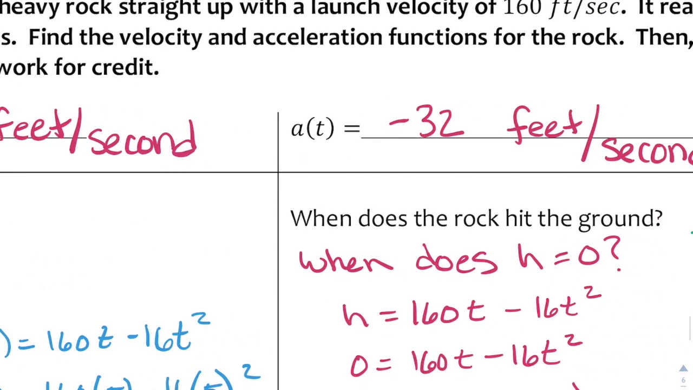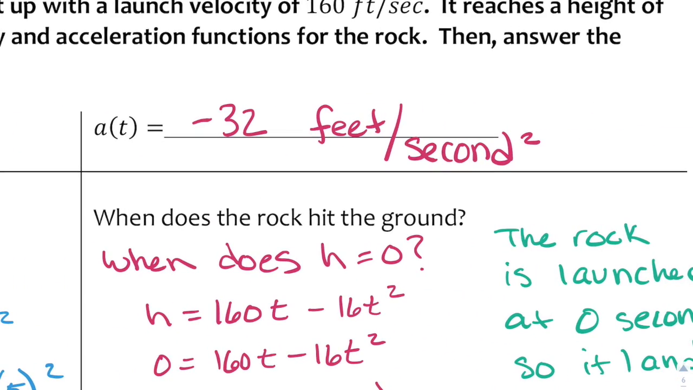The derivative of that is negative 32. My acceleration literally is gravity. It's feet per second per second.